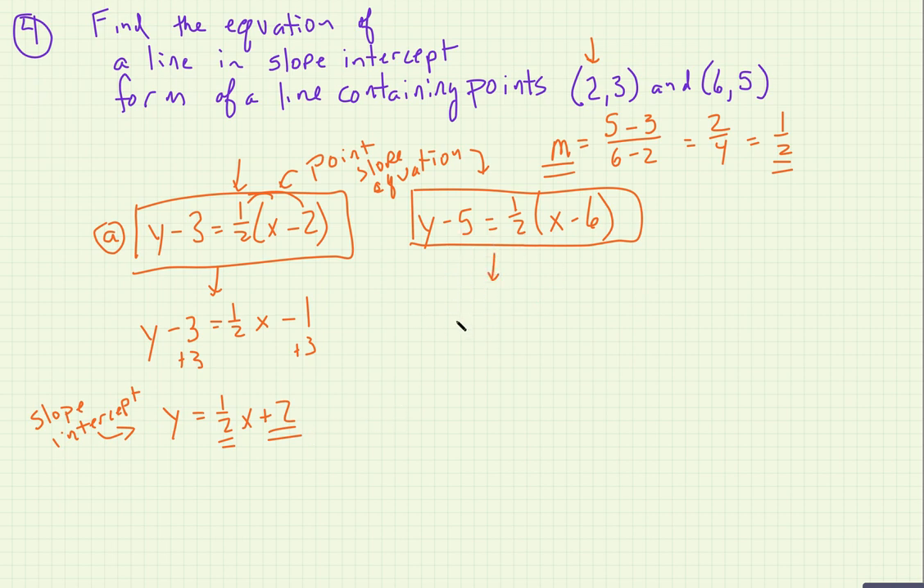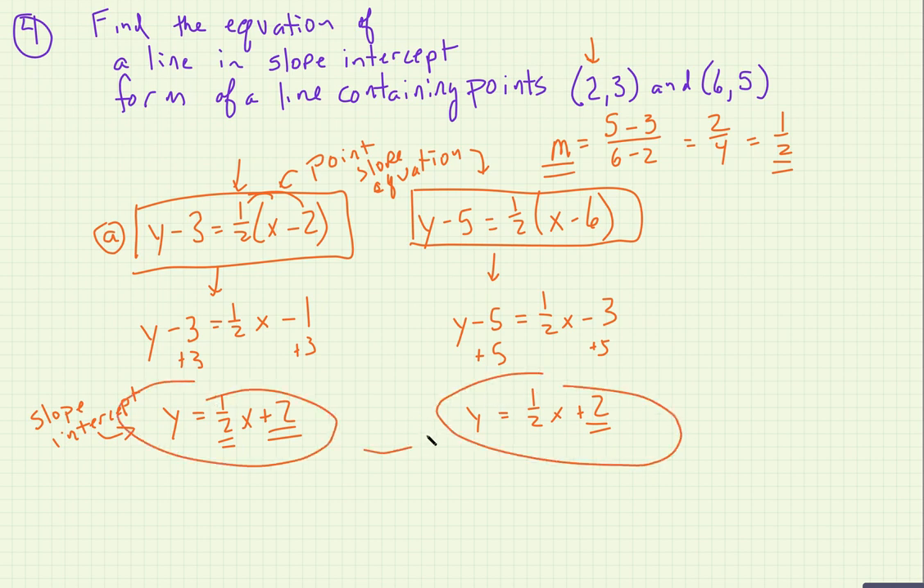So let's see if we get the same answer. We better get the same answer, but let's just go ahead. y minus 5 equals 1/2 x minus 3. Add 5 to both sides. y equals 1/2 x plus 2. Oh my goodness, we get the exact same answer.